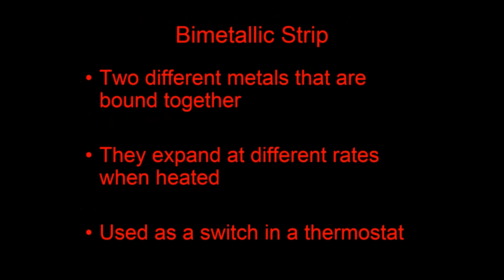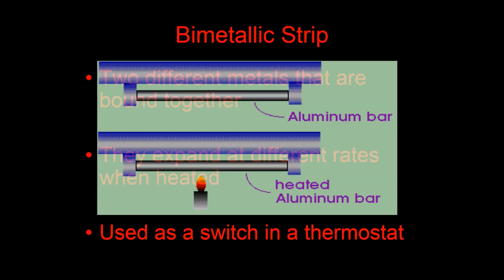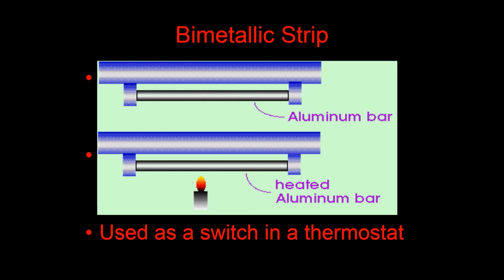So as I said, here it is in writing: two different metals bound together that expand at different rates when heated. And there it would be if it was a switch. Here we have a bar of a specific length. As it's heated, this bar will extend and trip a switch. That means that solids can expand and contract at different temperatures.